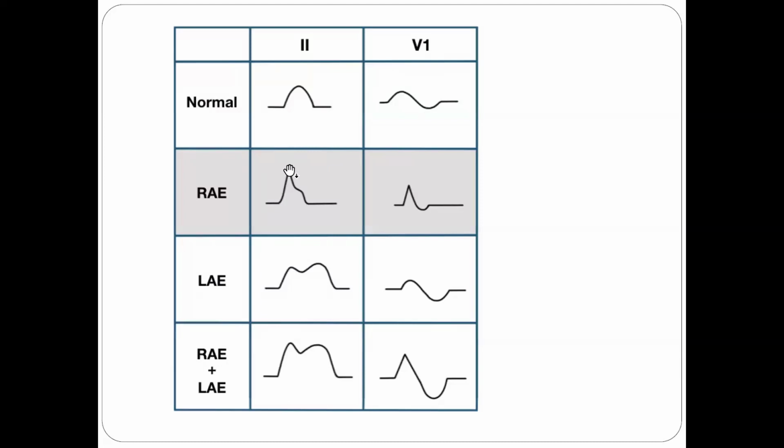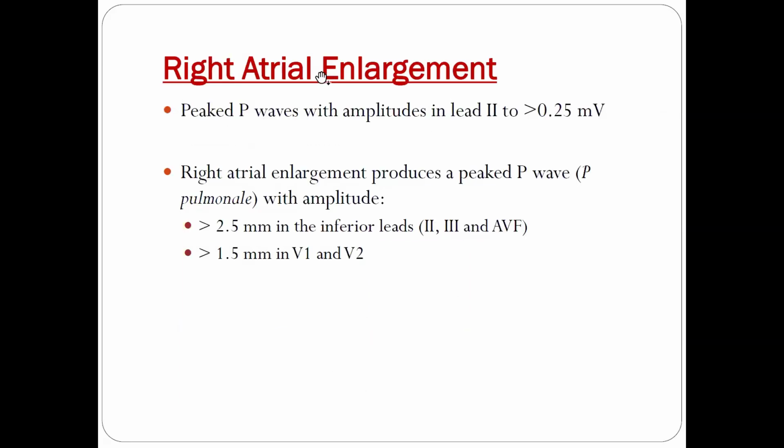There will be more depolarization. So that's why the height of the P wave is increased. But the second half is formed because of the left atrium. Since there is no left atrial enlargement, the duration will not change. So the second half remains the same. The duration remains the same, but the height increases to more than 2.5 millimeters or more than 0.25 millivolts. So that is suggestive of right atrial enlargement.